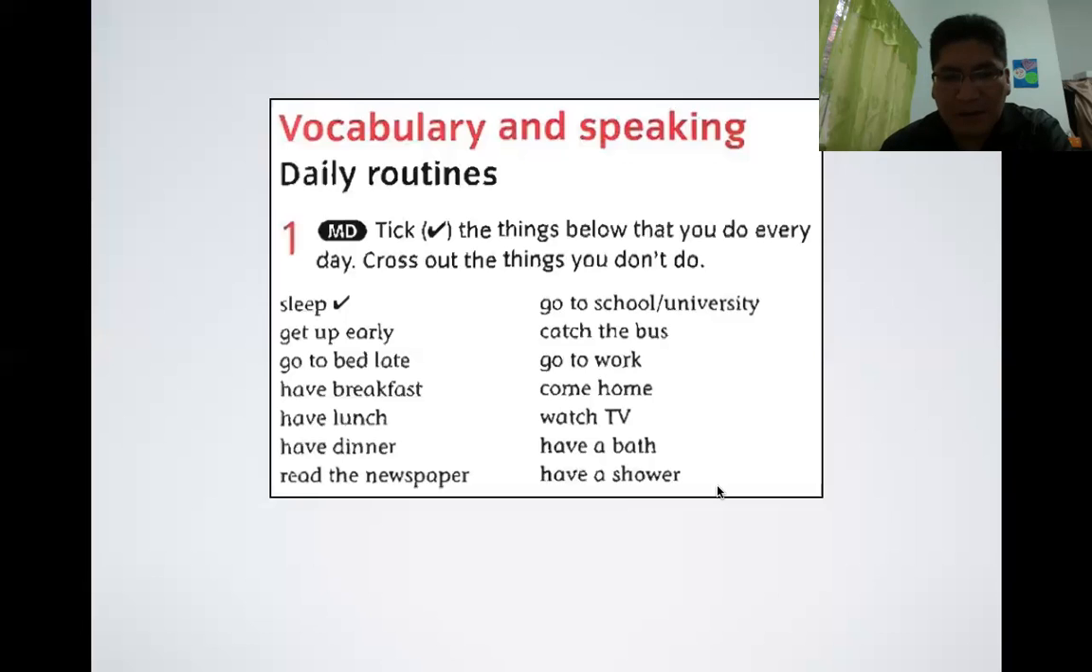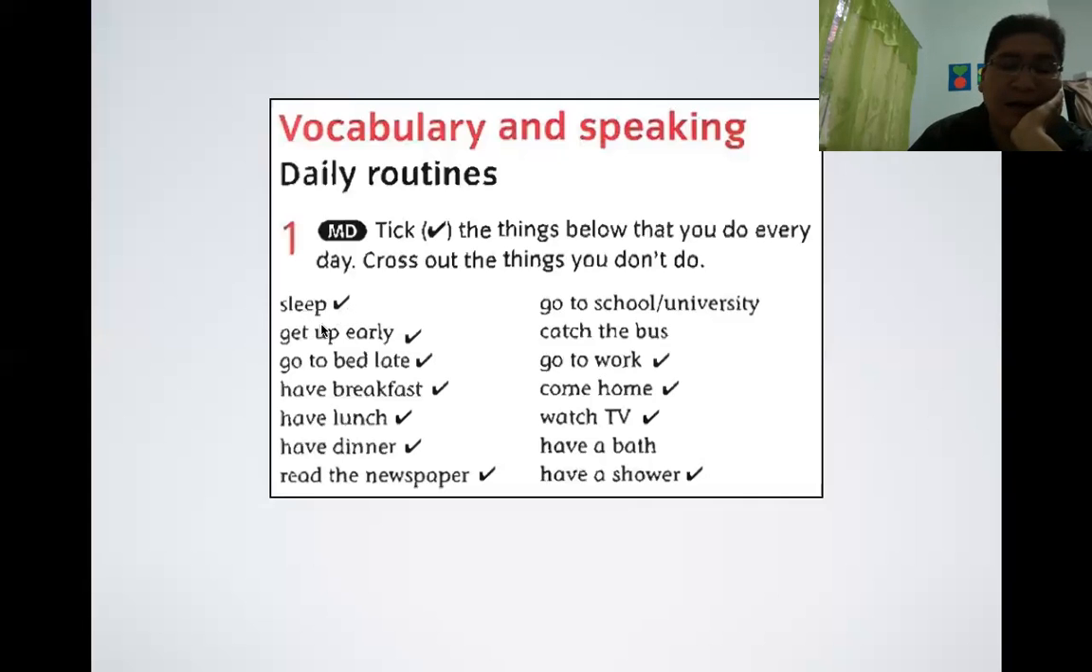Okay, in my case, I'm going to show you my answers. And my answers are this. For example, in my case, I sleep, I get up early, I go to bed late, I have breakfast, I have lunch, I have dinner, I read the newspaper, I go to work, I come home, I watch TV, and I have a shower. These are my answers. What about you? Maybe some of you have done go to school and catch the bus, or have a bath too.